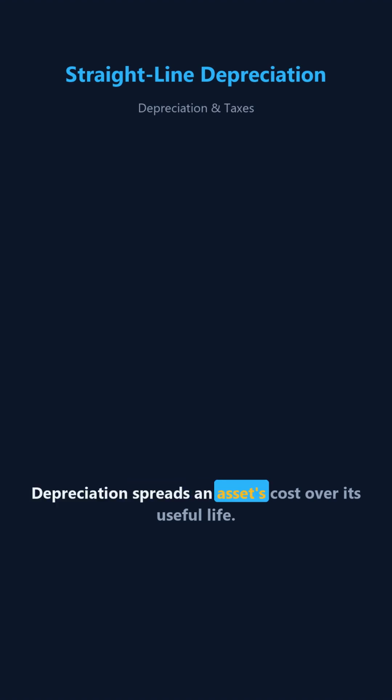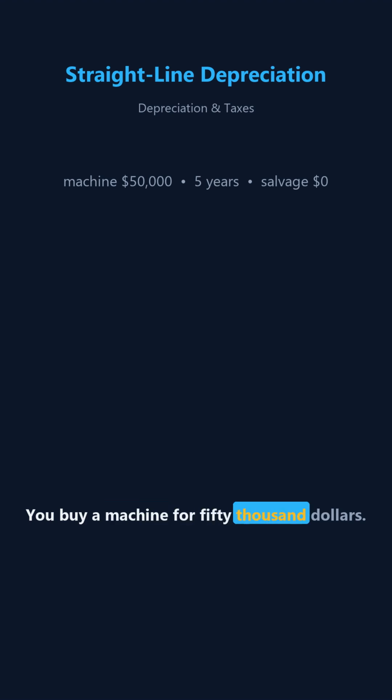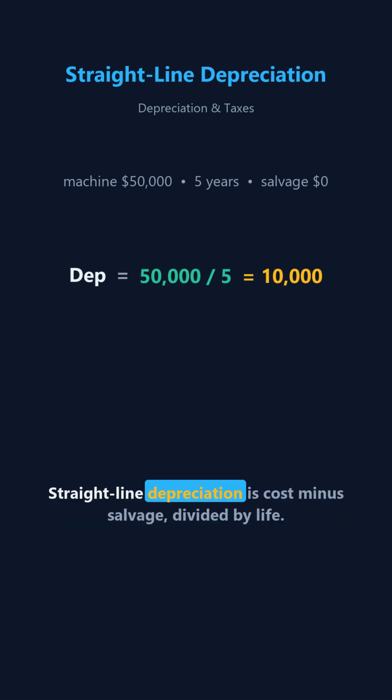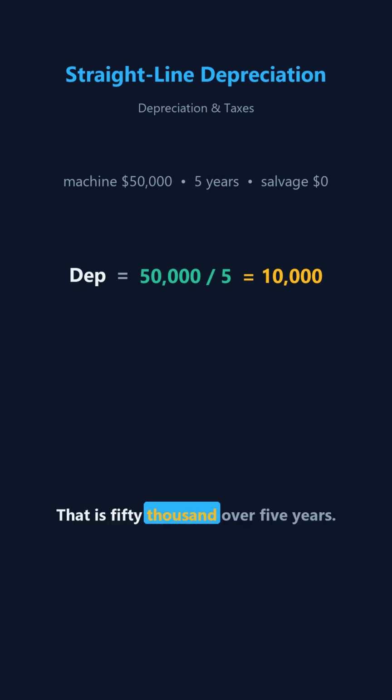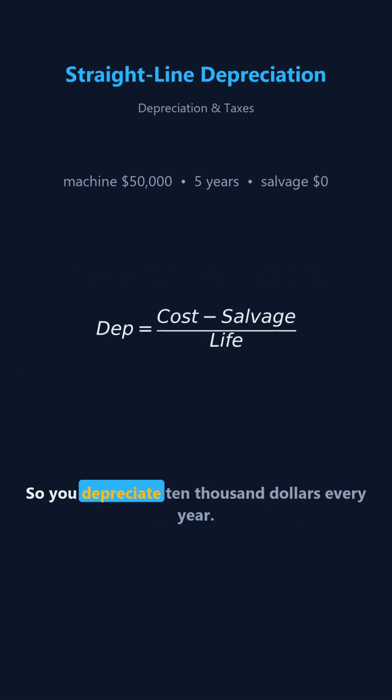Depreciation spreads an asset's cost over its useful life. You buy a machine for $50,000. It lasts 5 years with no salvage value. Straight-line depreciation is cost minus salvage, divided by life. That is $50,000 over 5 years. So you depreciate $10,000 every year.